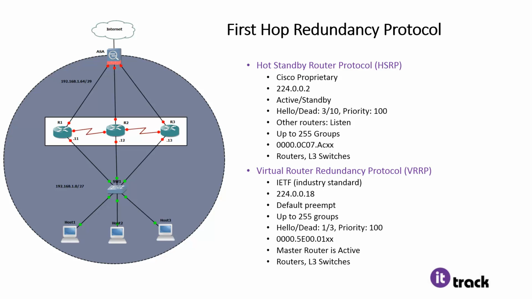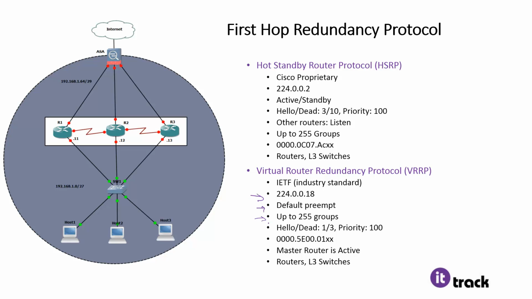It really acts similarly to HSRP, except it's not Cisco proprietary. It's the industry standard. So you can do this on other devices besides Cisco routers and switches. It also operates on a different multicast address, 224.0.0.18. I'll get back to this default preempt in a sec.